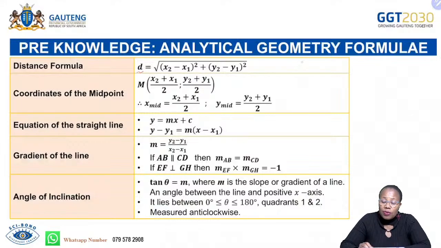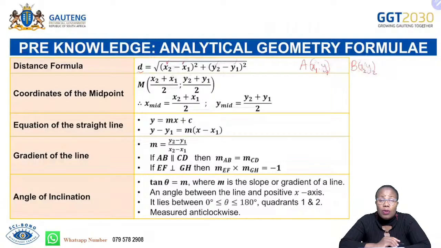That simply means, grade 12, if you are given 2 points, A and B, remember we work with 2 points, each having an x and y value. We simply mean that you can name one your x1, y1, and the other your x2, y2. And then you will be substituting those values. As you can see, you have x2 minus x1 and y2 minus y1 there.